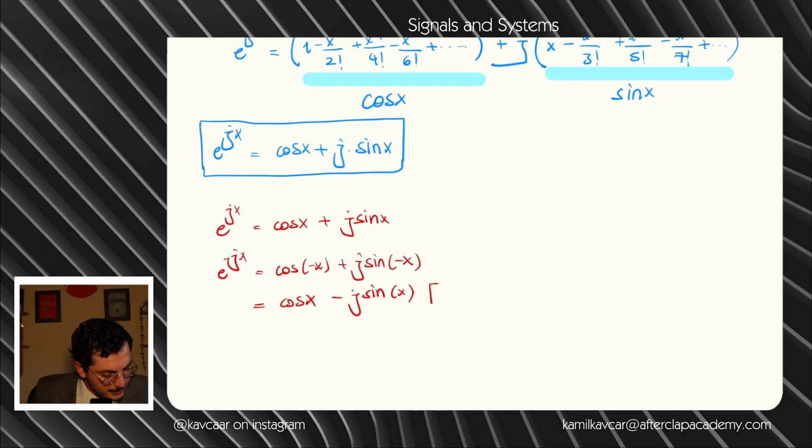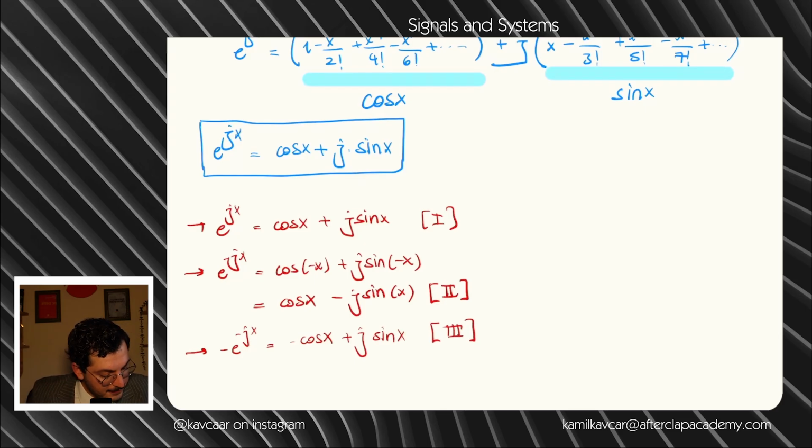And let's call this one equation 2. And let's actually make this one equation 1. Let us also create another equation by multiplying the second equation by minus 1. In that case, we're going to have on the left side minus e to the minus jx. And on the right side, we're going to have minus cosine x plus j sine x. Incredible. This is the third equation. Now we're going to do basic math. What happens if I combine equation 1 and equation 2? It's going to be quite easy.